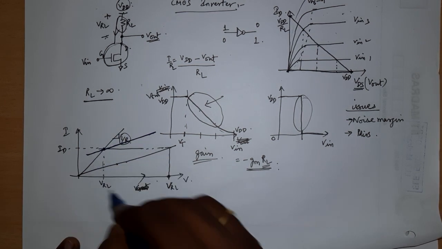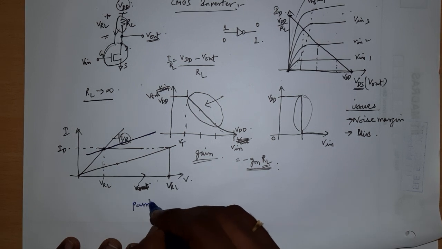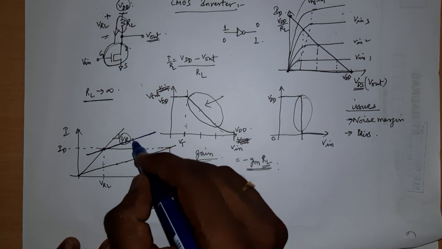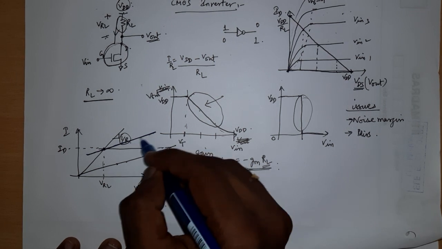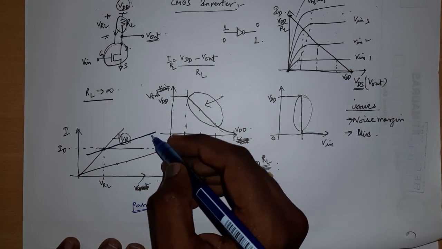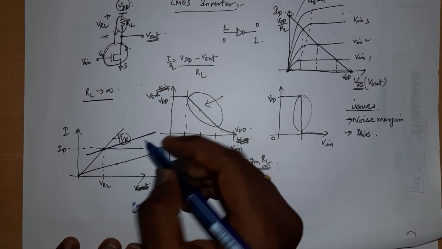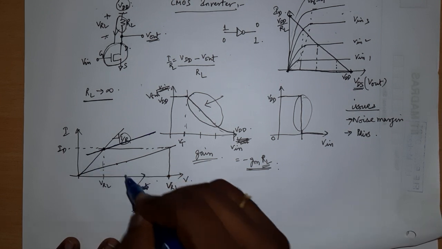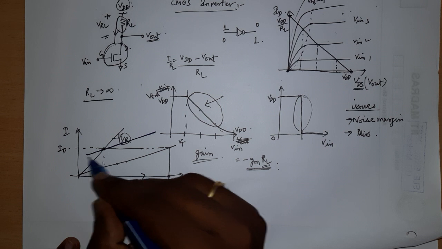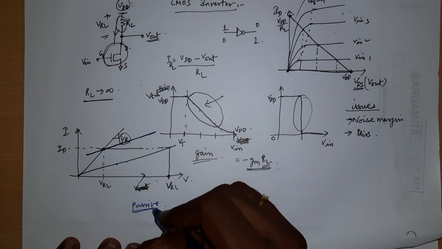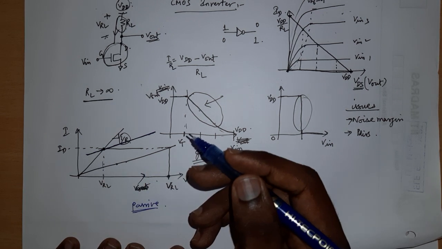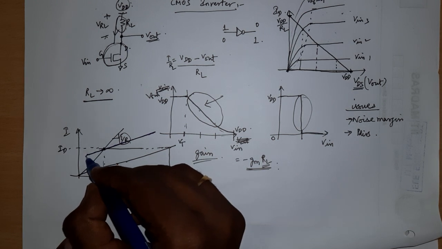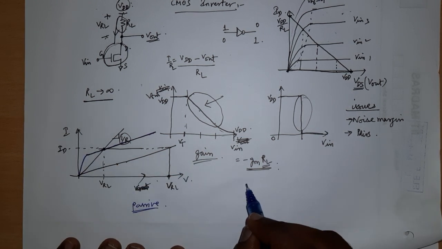If the device that gives this line is passive, then the curve has to pass through the origin, meaning its characteristics will lie either in the first quadrant or the third quadrant, meaning I times V should be positive for a passive device, and all devices that we will take are passive. So it will look something like this.